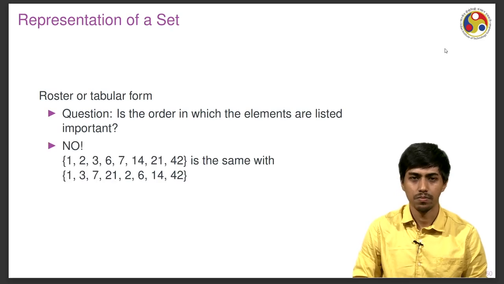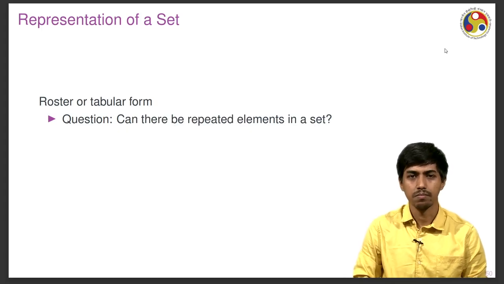The answer is no. So for example, we are showing two sets here. First one is 1, 2, 3, 6, 7, 14, 21 and 42. This set is actually the same as another set: 1, 3, 7, 21, 2, 6, 14 and 42. As you can clearly see, the elements of both the sets are the same, just the order is different. But actually both are the same set. Okay, so this order is not important.